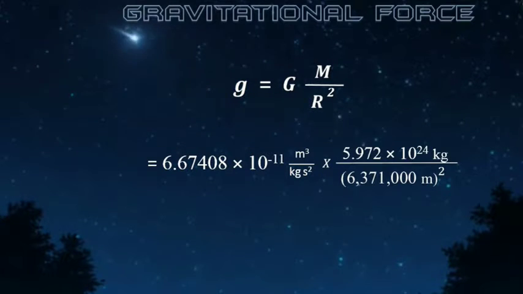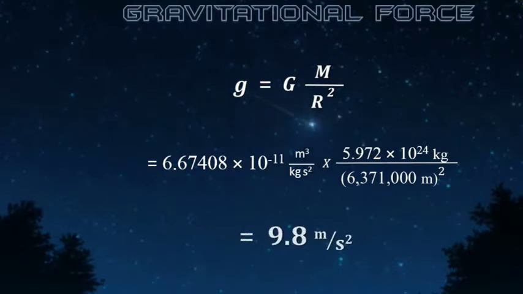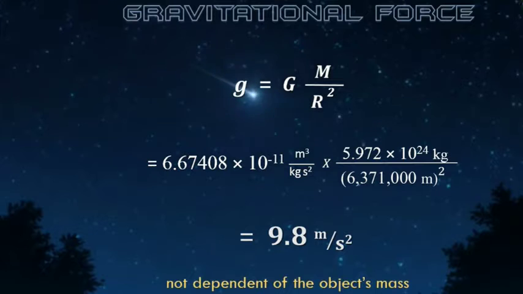We know that G is equal to 6.67408 into 10 to the power minus 11, and when we solve this whole value, we get as the result g is equal to 9.8 meter per second square. And here small g is free from the mass of the object. I already told you that, because the formula is there, g is equal to GM upon R square.